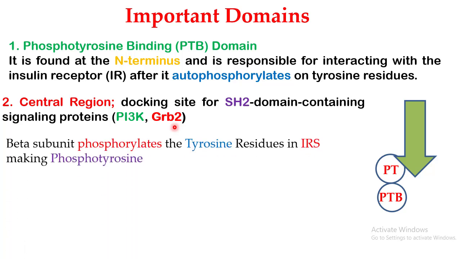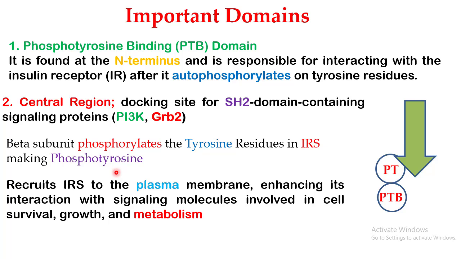Now, what the beta subunit does is, it has phosphotyrosines, and the IRS binds through the PTB domain. When the IRS protein binds there, the beta subunit is going to phosphorylate the tyrosine residues in the IRS protein. The receptor has tyrosine kinase activity, so it adds a phosphate group on the tyrosine amino acid of the IRS protein, and you are going to see the phosphotyrosines in the IRS protein.